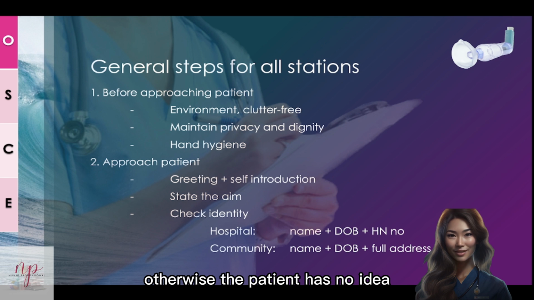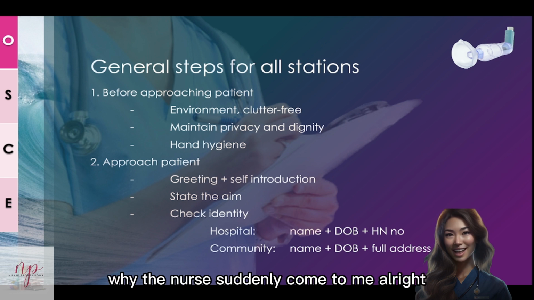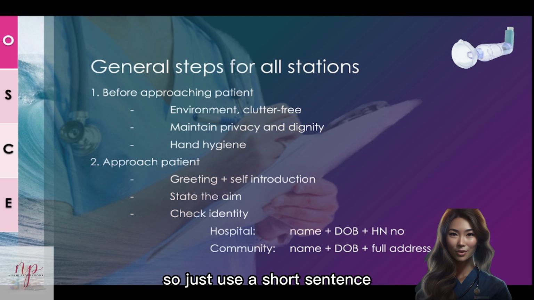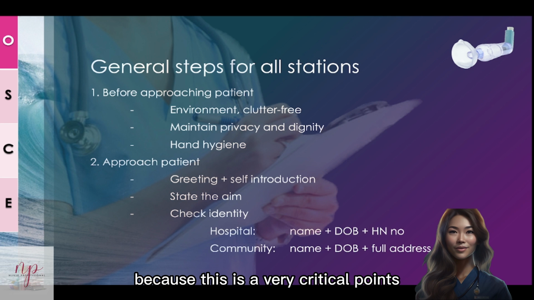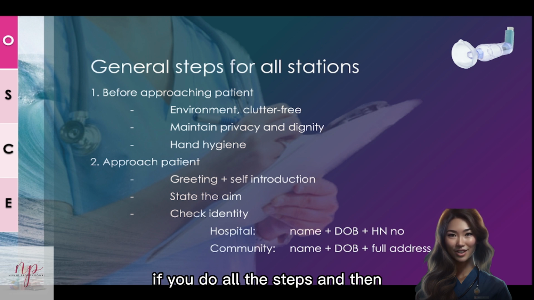Otherwise, the patient has no idea why the nurse suddenly came to them. Alright? So just use a short sentence, for example, I'm coming today to do the inhaler medication for you. And then you need to check the identity of the patient, because this is a very critical point. If you do all the steps and then find that you forgot to check the patient's identity, you fail the task. Alright? So do it as early as possible.